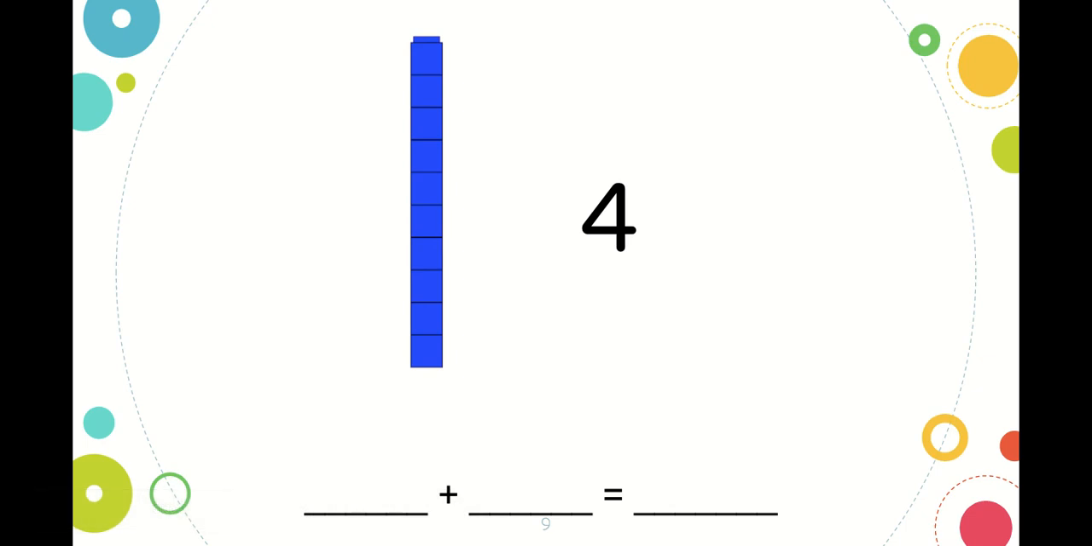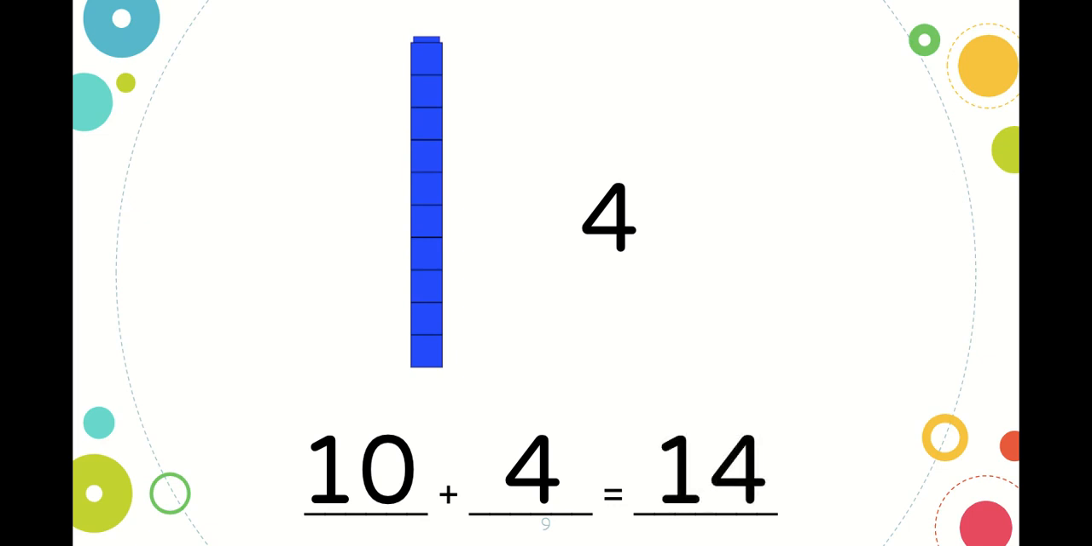This one's tricky. We have one group of 10 plus 4. So 10, 11, 12, 13, 14. That equals 14. That was kind of tricky, but we figured that one out.